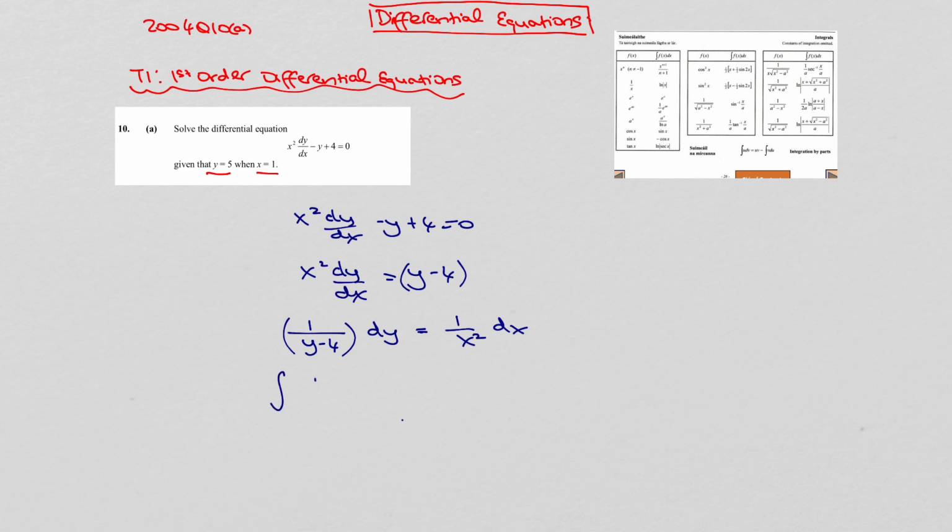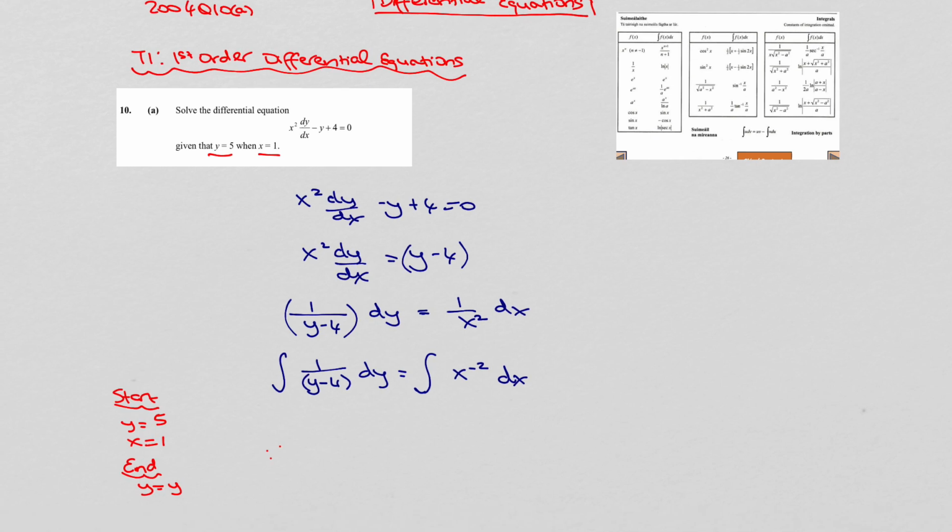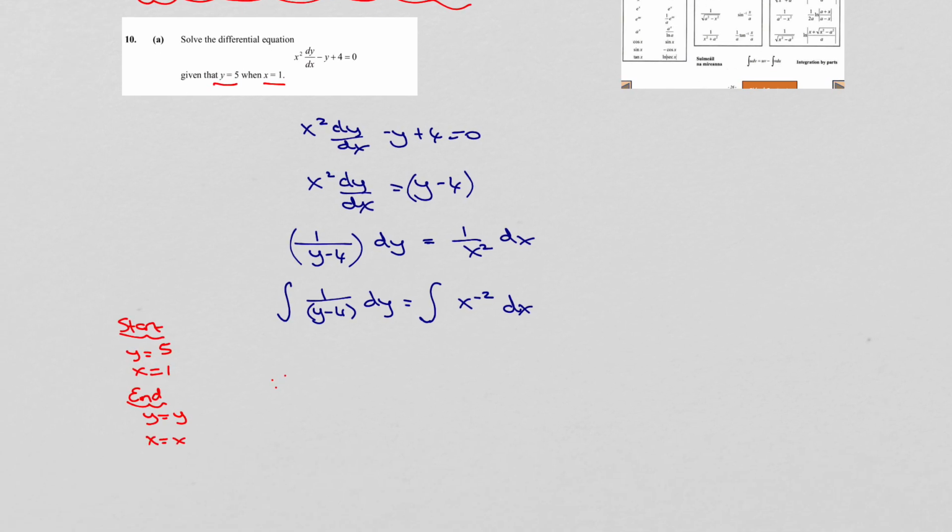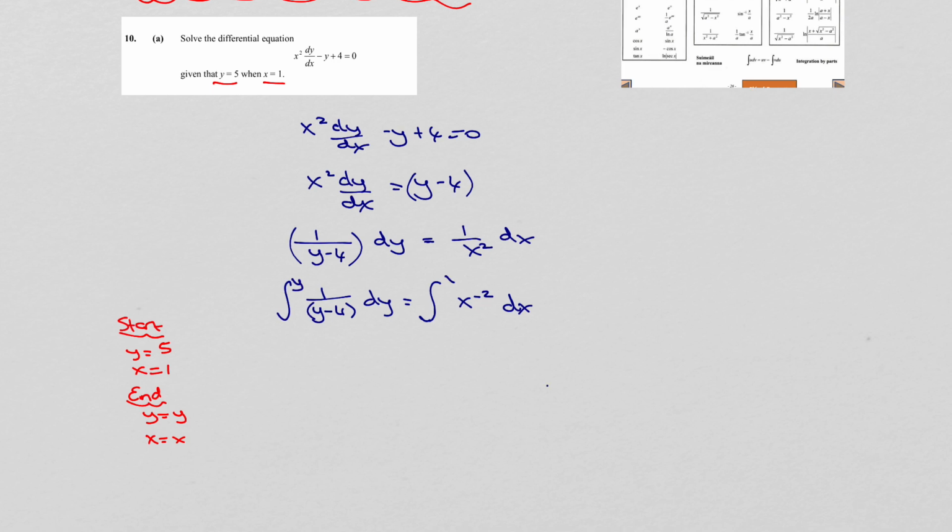So I then want to integrate both sides. So I'm integrating the left with respect to y, and the right I'm going to write as x to the power of minus 2, and I'm integrating the right with respect to x. So what are my limits? Well, at the start I know that y is equal to 5 when x is equal to 1, and at the end we don't know anything, so y will just be y and x will be x. So my end limits are my upper limits, and my start limits are my lower limits.